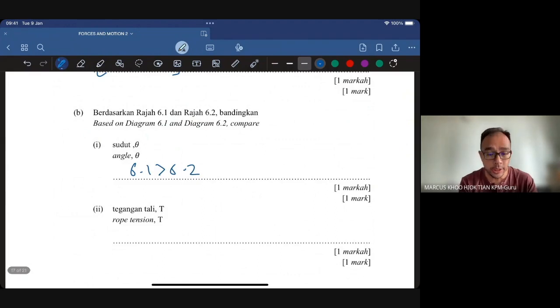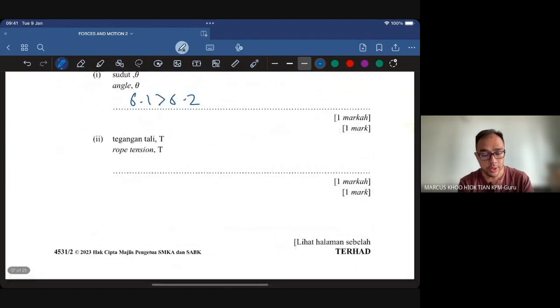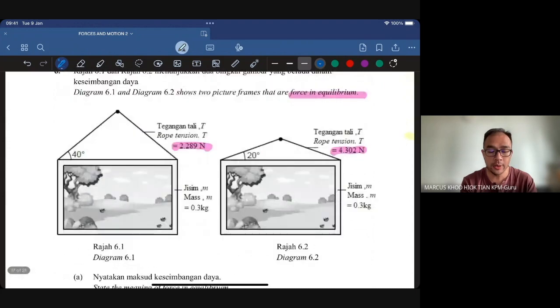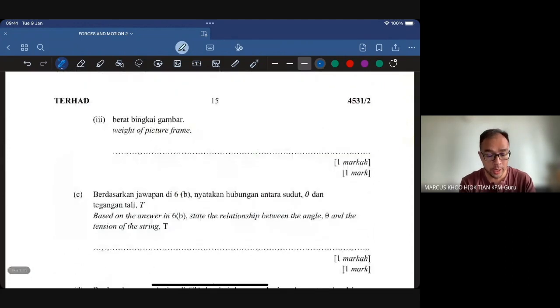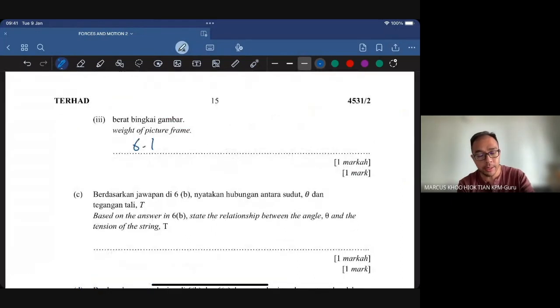Okay, the tension, one is 2.289, one is 4.302. So 6.1 is smaller than 6.2. This is quite easy to see. And the third one is the weight of the picture frame. Since they both have the same mass, 0.3 and 0.3, the weight must be the same. Same mass, same weight.